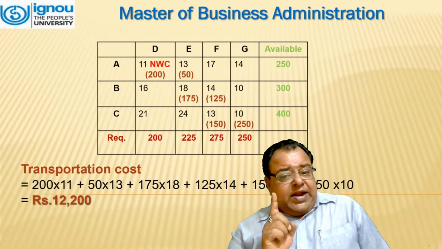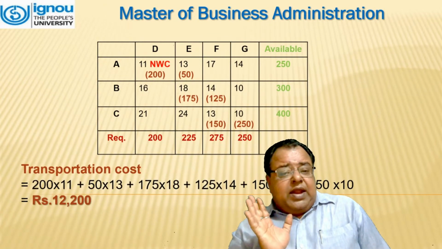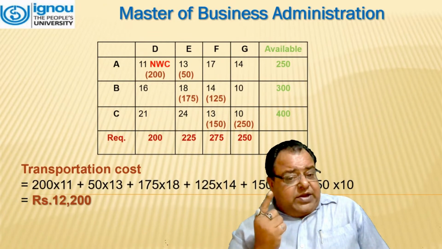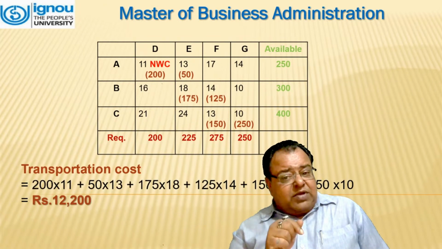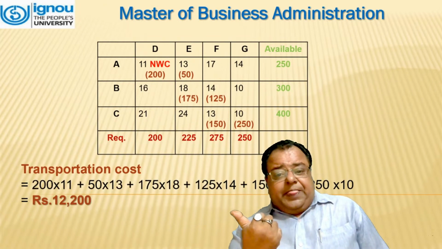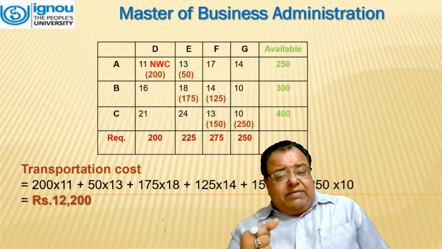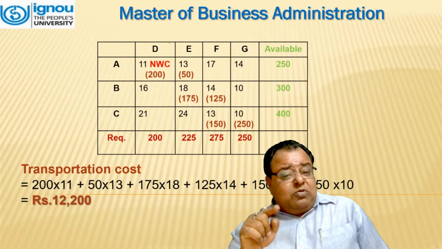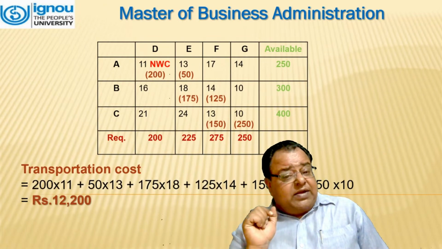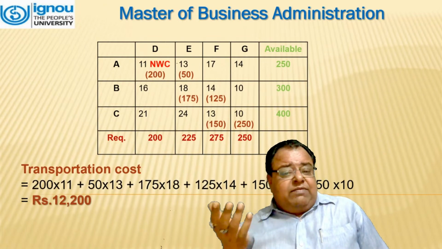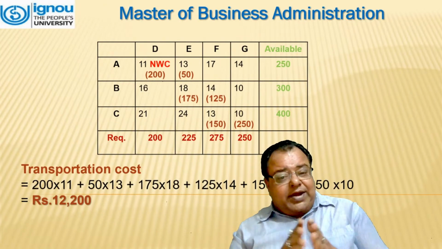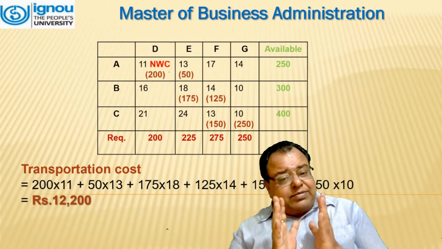So 200 has been exhausted, we are left with 50, so we will be allocating 50 there. From 225, 50 is reduced, so we will be placing 175 over there. And we will be subtracting 175 from 300, we get 125. We will be subtracting 125 from 275, so we will get 150. And lastly, we are left with 250. That means what we have calculated is absolutely correct.